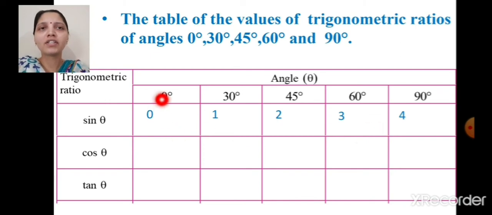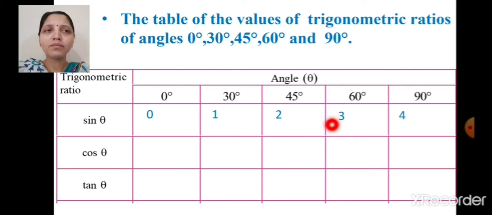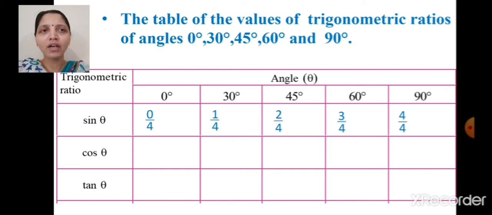So here in 0 degree column I have written 0, 30 degree column I have written 1, 45 degree column I have written 2, 60 degree column 3 and 90 degree column I have written 4. Then you have to divide all these numbers by 4. Okay. So here you will get 0 upon 4, 1 upon 4, 2 upon 4, 3 upon 4 and 4 upon 4. Then you have to find the square root of all these fractions.